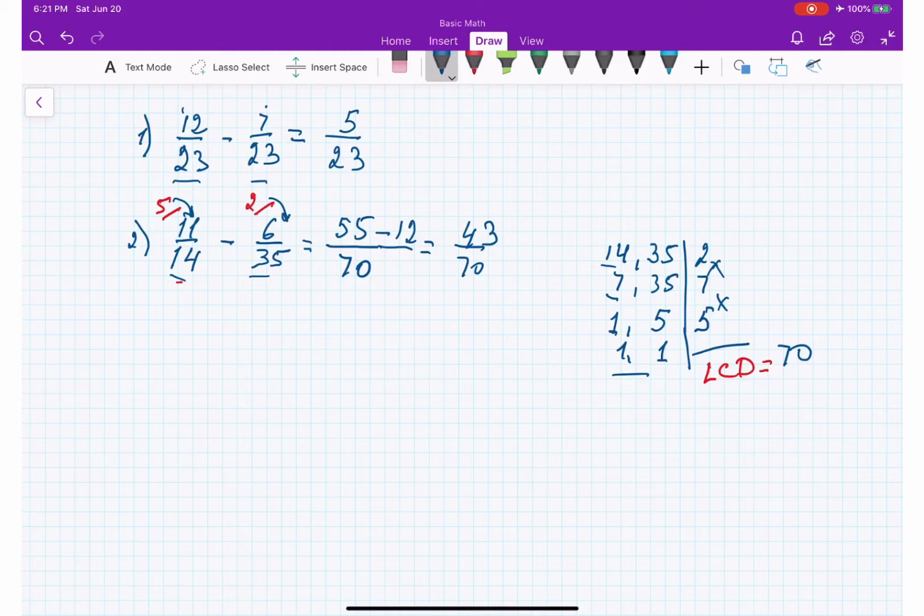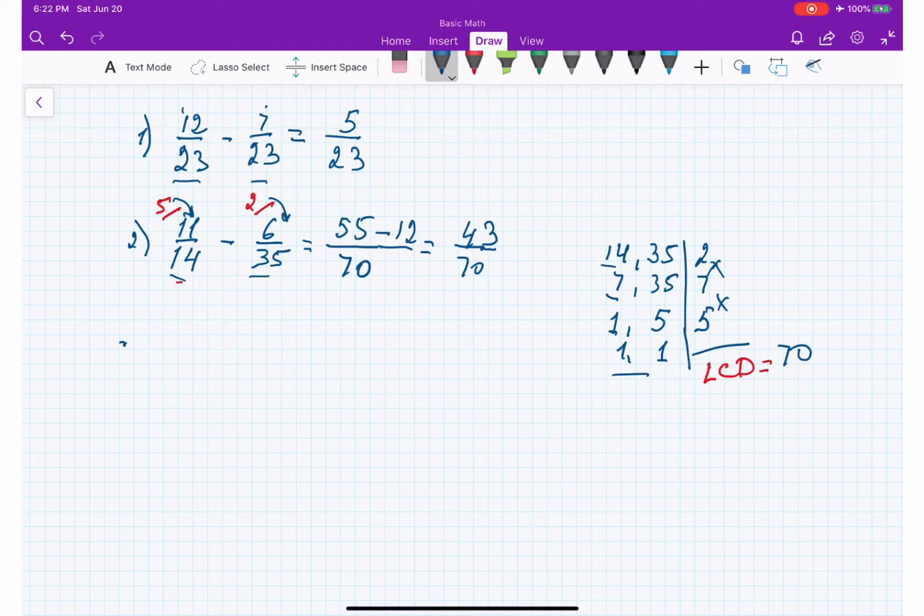Always when we get a result fraction, we have to look: can we simplify, or do we have an improper fraction? If we have an improper fraction, we have to convert it into a mixed fraction, but some schools require you to leave it in the format of an improper fraction. But if you can simplify, then you want to simplify. 43 over 70, you can't simplify, so we leave it alone.